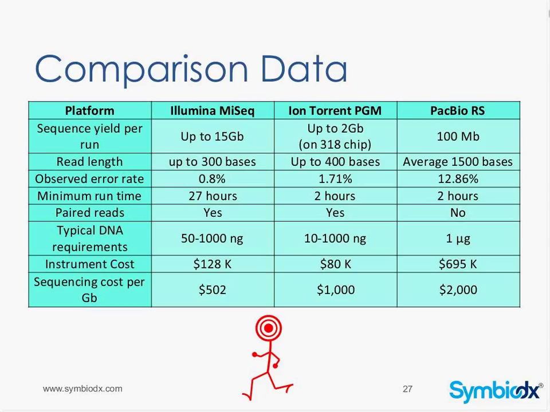Cost is a little bit more for the MiSeq than for the Ion Torrent, but the sequencing cost per gigabase sequenced is less on the Illumina versus the Ion Torrent. The PacBio, of course, is much more expensive in both areas currently.